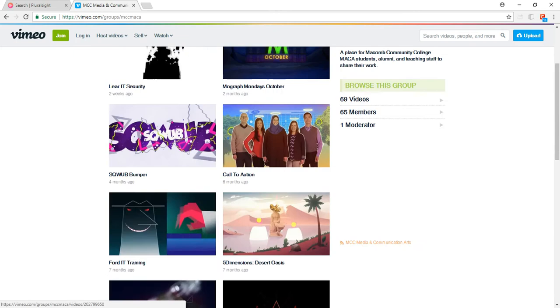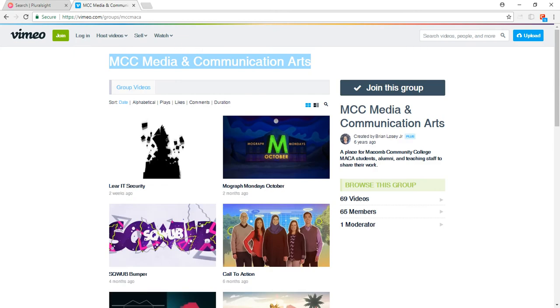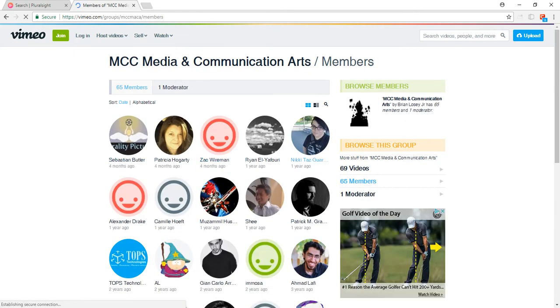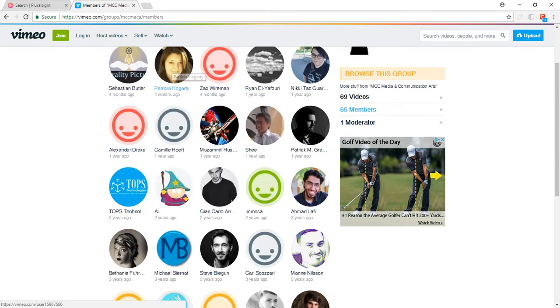But basically, this group on here is past MACA students. So if you go to the members, as far as I know, all these people are either past or current MACA students. Patty was a student last year. Ryan, I think, graduated. Nikki was here last year. Patrick's our lab aide, if you've seen Patrick.